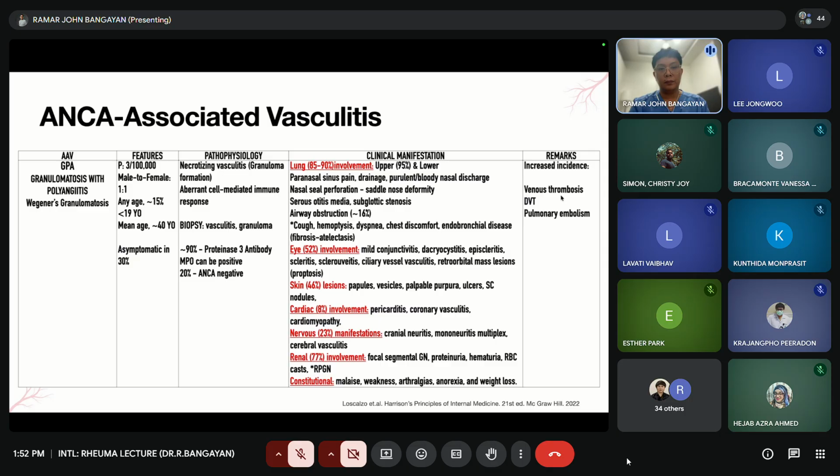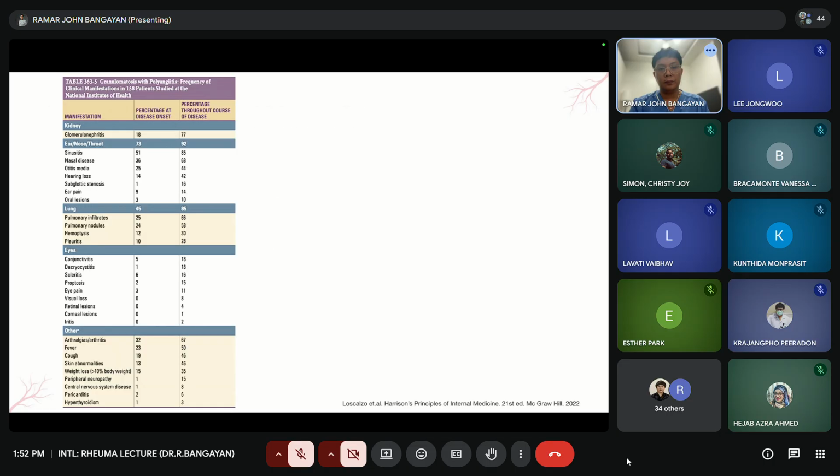Okay? And then there is an incidence of venous thrombosis, DVT, pulmonary embolism, owing to the fact that they have a hypercoagulable state. Okay? So, in this table, lifted from your textbook, again, look, the most commonly involved organ in GPA are found in your upper respiratory tract, your nose, your throat, and ears. It's 92%. And lungs is just 85% and down the line.